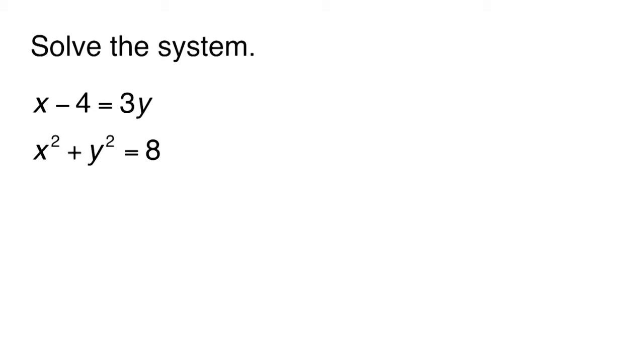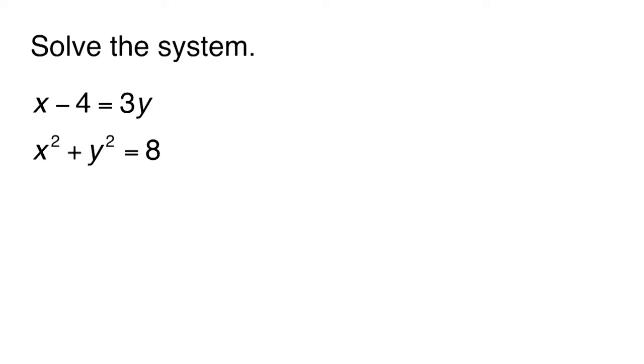Solve the system. x - 4 = 3y, and x² + y² = 8. The first equation is the equation of a line, and the second equation is the equation of a circle. By visualizing the graphs, we can see that we'll either have 0, 1, or 2 points of intersection.